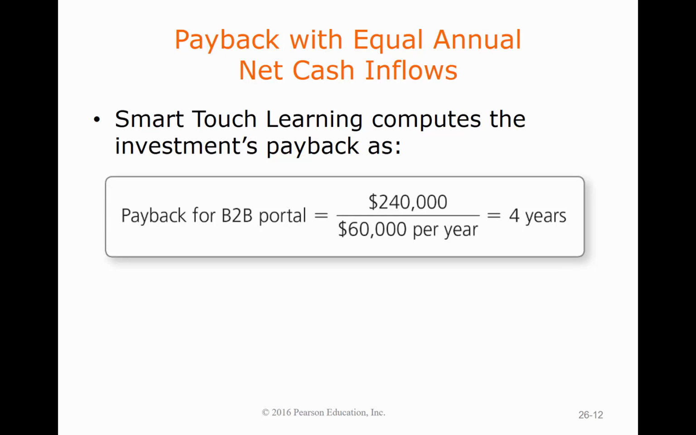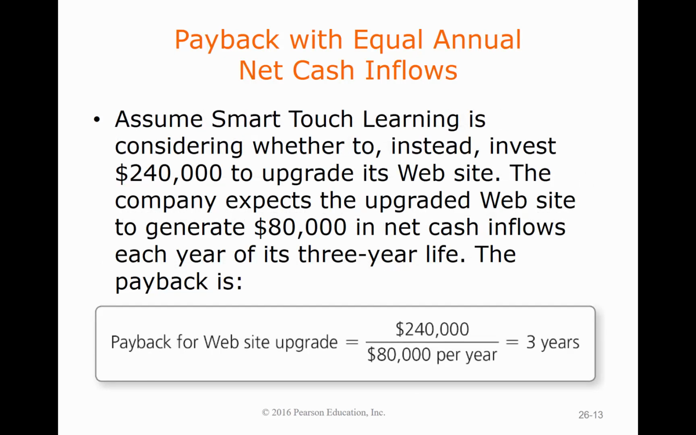So you can see if you had multiple investments that you were trying to decide between, this would be a super quick and easy way to evaluate them and say, how long does it take to pay back, right? So here's another example. Maybe now they decide instead of doing this, they'll invest $240,000 to upgrade their website, and their analysis says that upgrading the website is going to generate an additional $80,000 a year in net cash inflows. So for this one, you'd say 240 divided by 80 has a payback of 3 years. So that looks more attractive in terms of payback than the first investment.